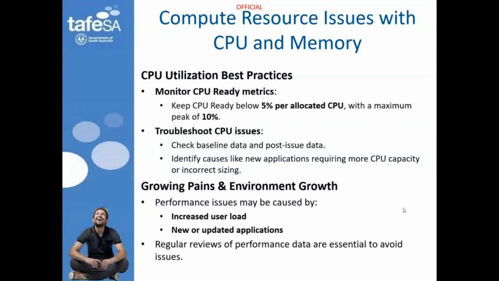CPU utilization best practices. Monitor CPU ready metrics, so keep CPU ready below 5%. Allocate CPU with a maximum peak of 10%. Troubleshoot the CPU issues. Check baseline data and post-issue data. Identify the causes, like new applications requiring more CPU capacity, or the incorrect sizing of the CPU on each virtual machine. So, just in case this didn't make sense, check baseline data and post-issue data. So basically monitor what is the baseline CPU usage, and after you fix the issue, what is the CPU usage.